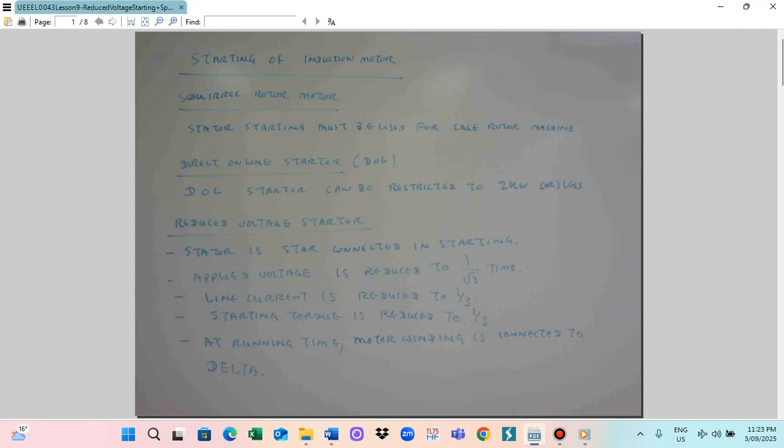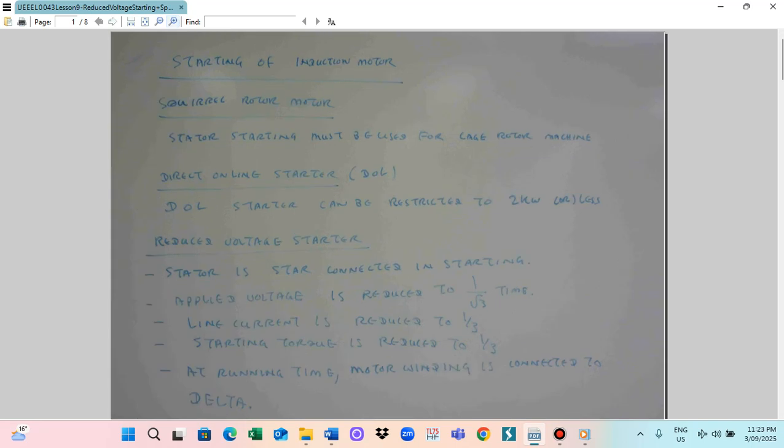It draws a higher current. So a starter must be used for the squirrel cage machine, so that when you start, an induction motor usually draws a higher current from the supply. This current needs to be reduced. This is where we have to utilize the reduced voltage starter. A reduced voltage starter can be either a star-delta starter or the auto transformer starter. This is what we can use for the squirrel cage induction motor.